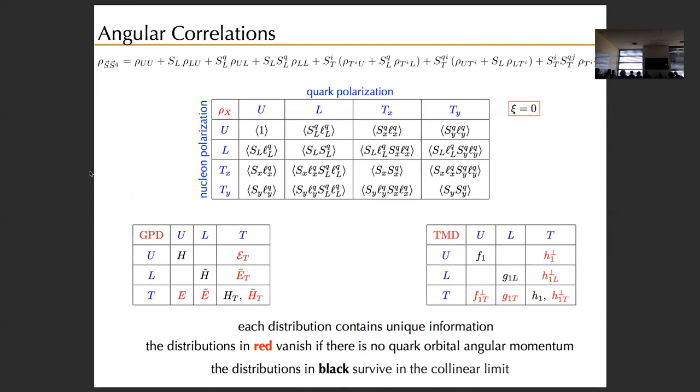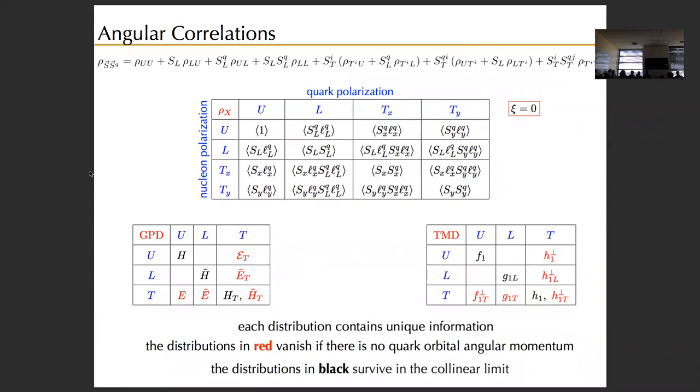For example, this morning, Mark was discussing unpolarized quark, longitudinally polarized nucleon, which gives you the correlation between the spin of the nucleon and the orbital momentum of the quark. Vice versa, for longitudinally polarized quark and unpolarized nucleon, you have the other correlation between the spin and the orbital momentum of the nucleon. And looking at all the possible polarizations of the quark and nucleon, you can have all the different kinds of spin-orbit correlation.